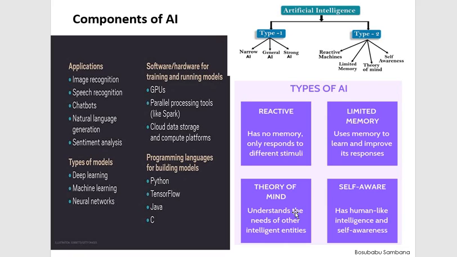Next, software and hardware for training and running models. Then GPUs and parallel processing tools like Spark, cloud data storage and computing platforms. Okay, next, programming languages for building models. Lisp is the oldest language used for creating AI programming. Later, with the advancement of technologies, the entire platform transformed into Python, TensorFlow, Java and C.